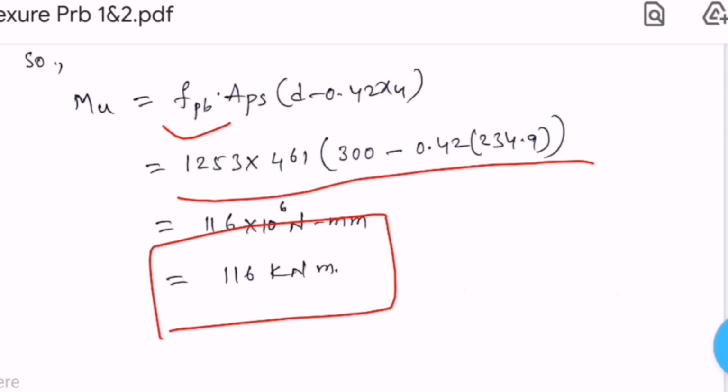So that's all regarding this, a very small problem. In the next video let us have one more problem on flexure.